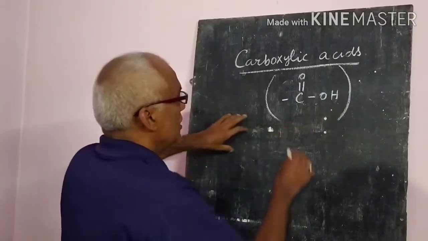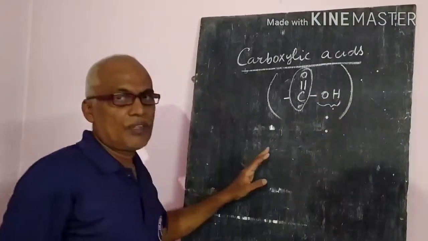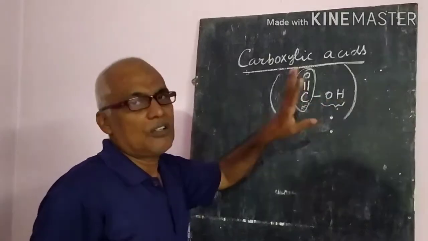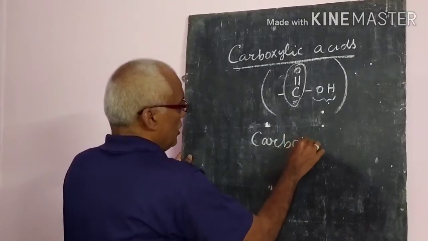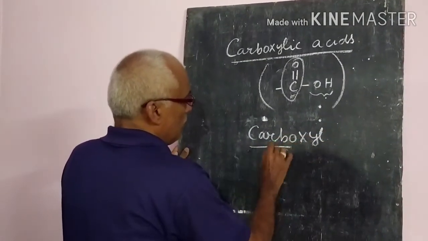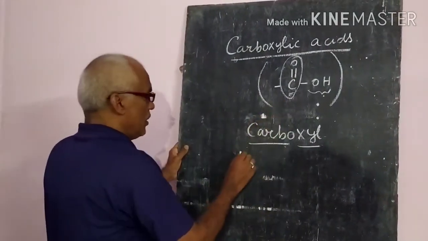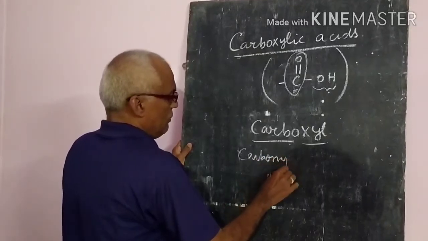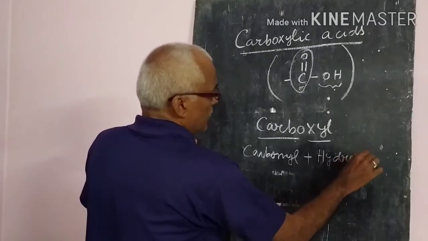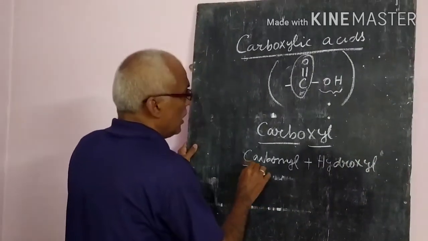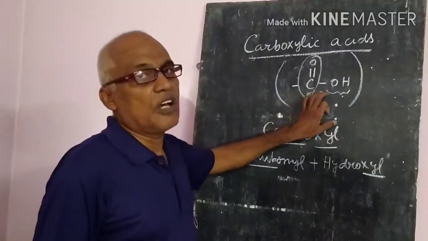OH. Here the carbonyl group is attached to a hydroxyl group. That is carboxyl, that's why we call this group the carboxyl group. Carbonyl group and hydroxyl group: C double bond O is the carbonyl group and OH is the hydroxyl group. By the combination of these, carbo-xyl, this group we call the carboxyl group.